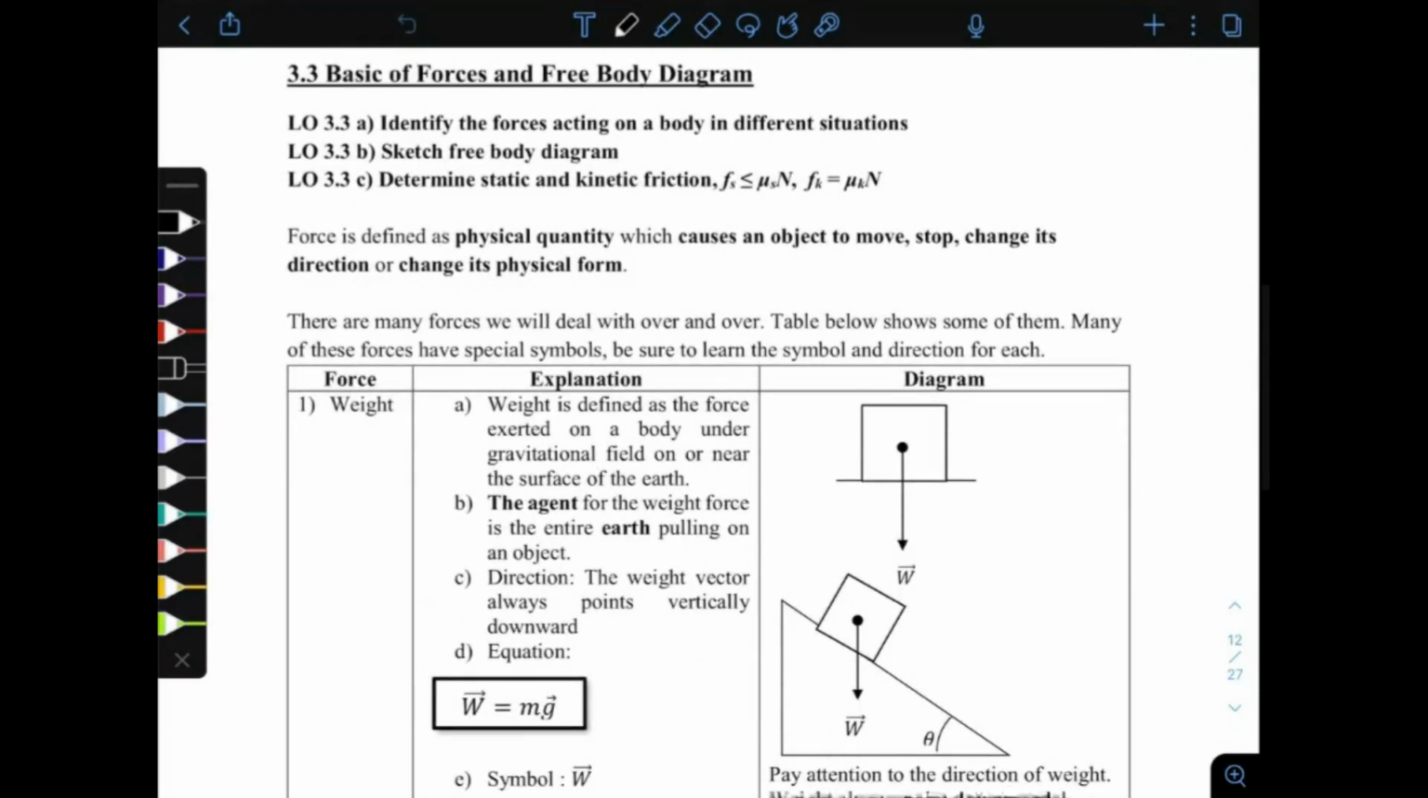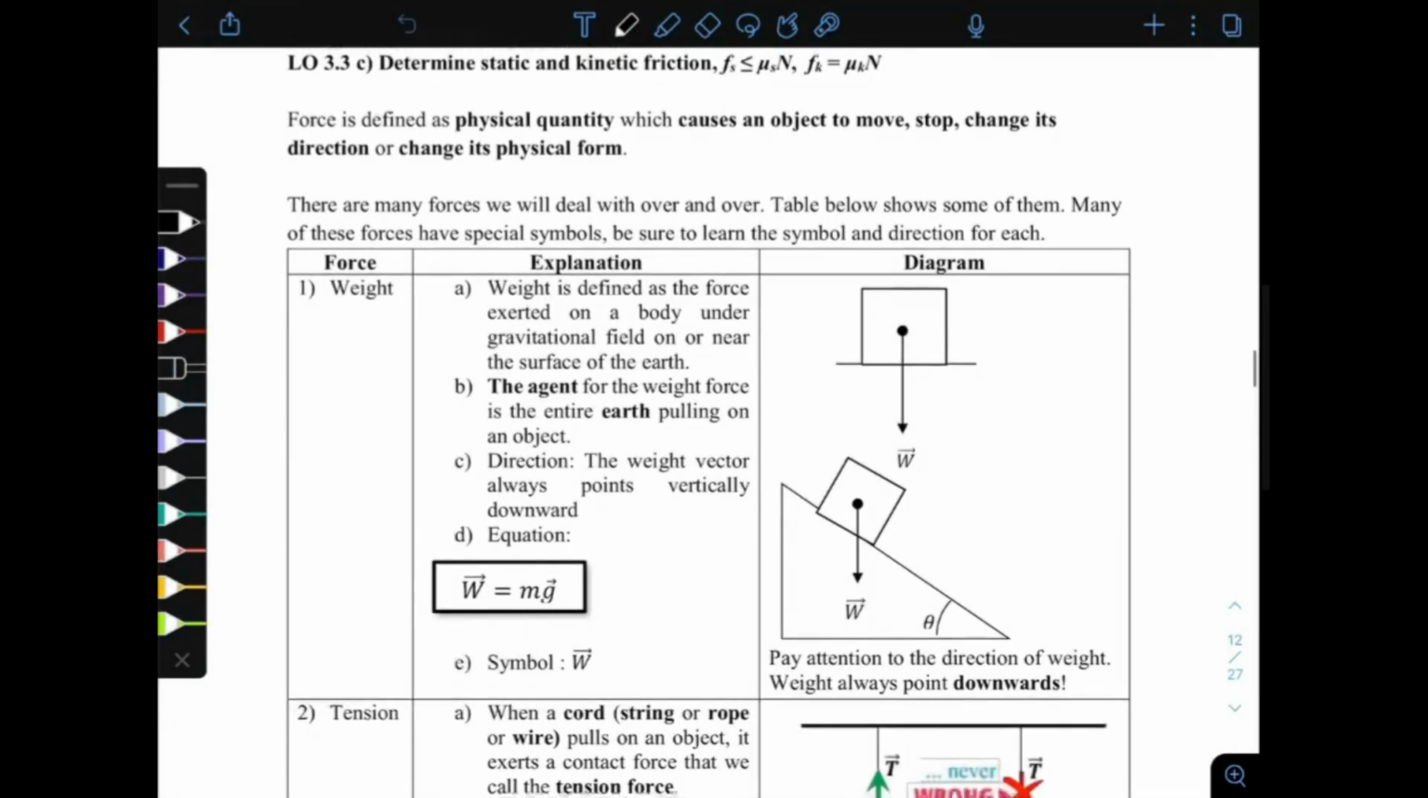So the first thing here is to understand what a force is defined as. Force is a physical quantity which causes an object to move, stop, change its direction or change its physical form. So if you have an object and you apply a force, you can change the motion of the object, such as if it's moving, you're going to stop the object, or you want to change the direction of the motion, or even you can change its physical form by applying the force.